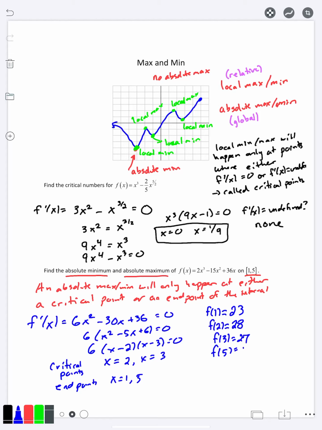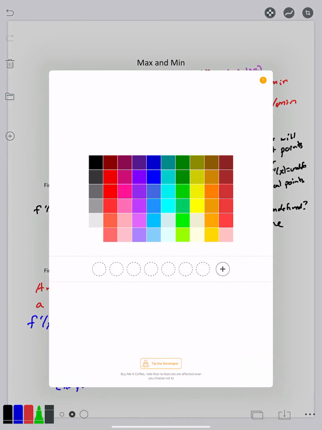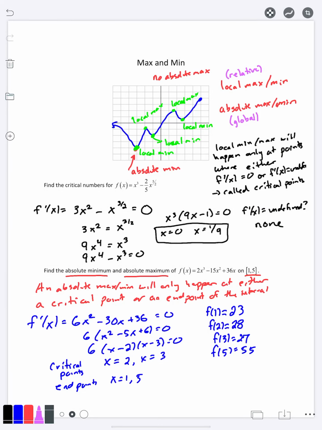And if I do the same thing with 5 involved, I get 55. And remember what absolute max and min are: the absolute highest value and the absolute lowest value. So that means 55 here. That means that point is going to give us the absolute max. And 23 is going to give us the absolute min.